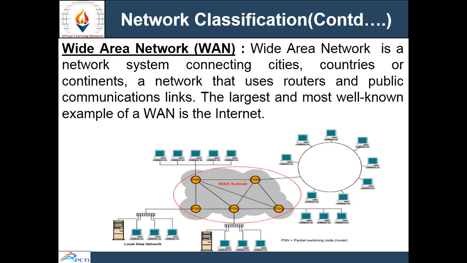Wide Area Network, WAN. It is a network system connecting cities, countries, or continents. A network that uses routers and public communication links. The largest and most well-known example of a WAN is the Internet. WANs are used to connect LANs and other types of networks together so that users and computers in one location can communicate with users and computers in other locations. Many WANs are built for one particular organization and are private.